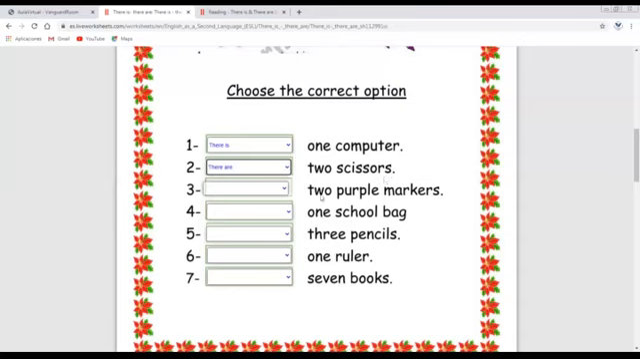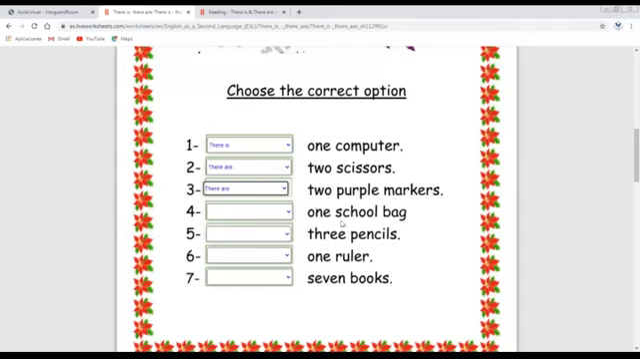Number 3, 2 purple markers. You have there are and there is. The correct option is there are. Okay? There are 2 purple markers.